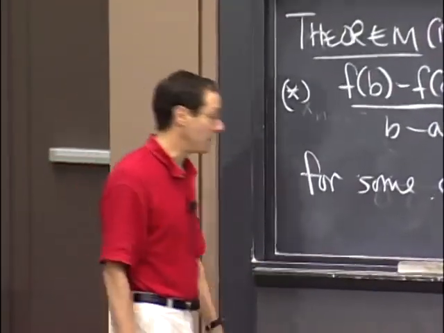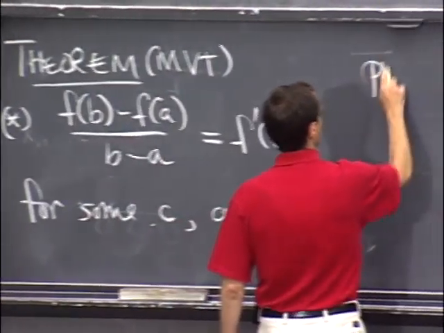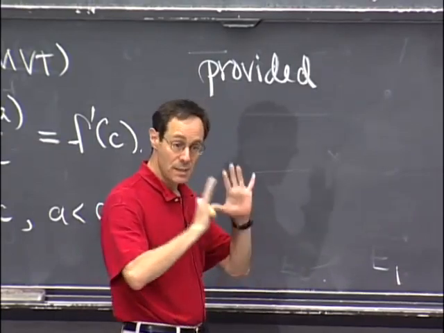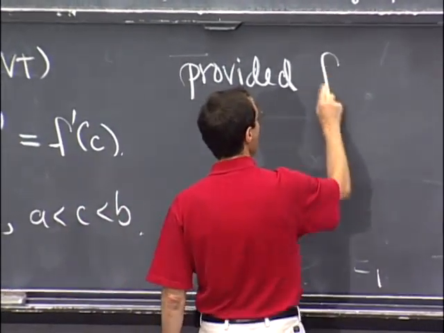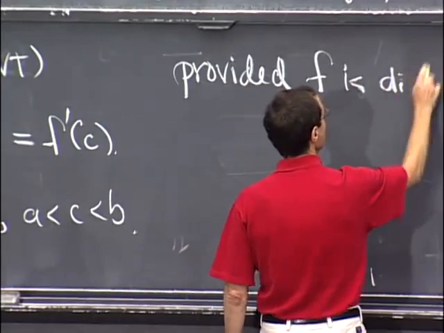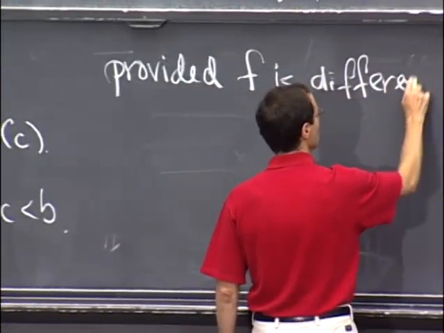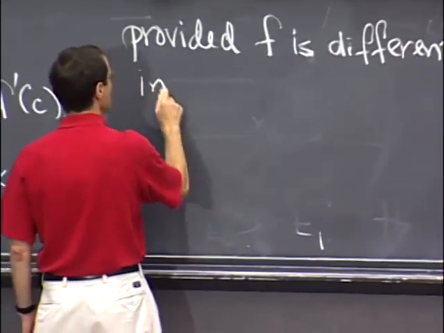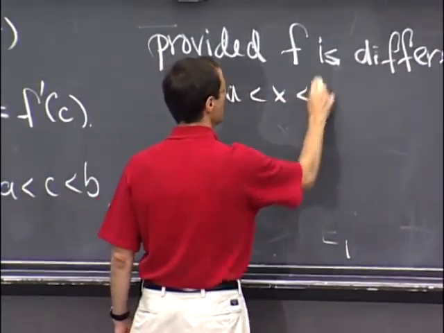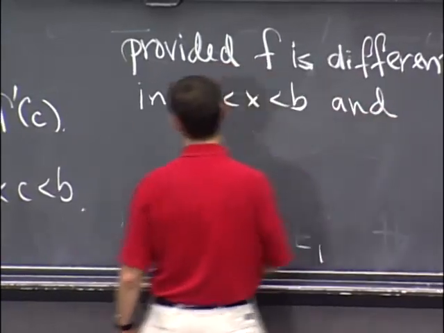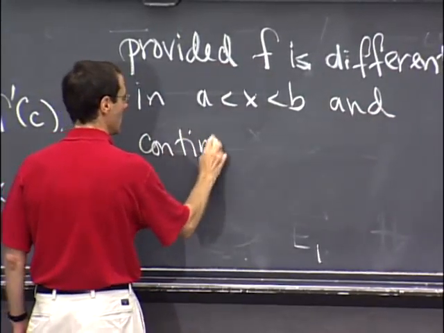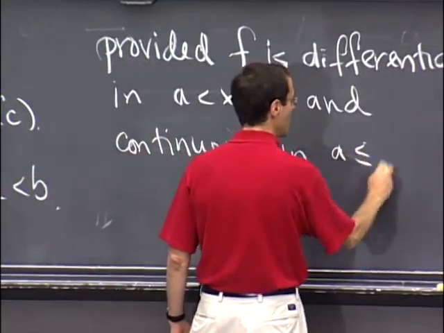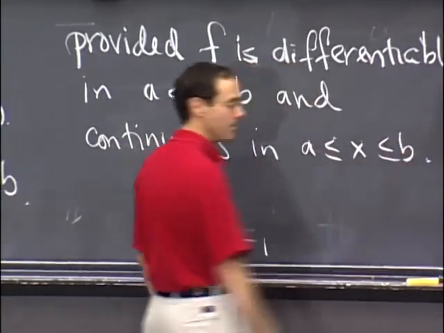I'm not quite done. It's a real theorem. It has hypotheses. I've told you the conclusion first, but there are some hypotheses. They're straightforward hypotheses. Provided f is differentiable, that is, it has a derivative, in the interval a less than x less than b, and continuous in a less than or equal to x less than or equal to b.